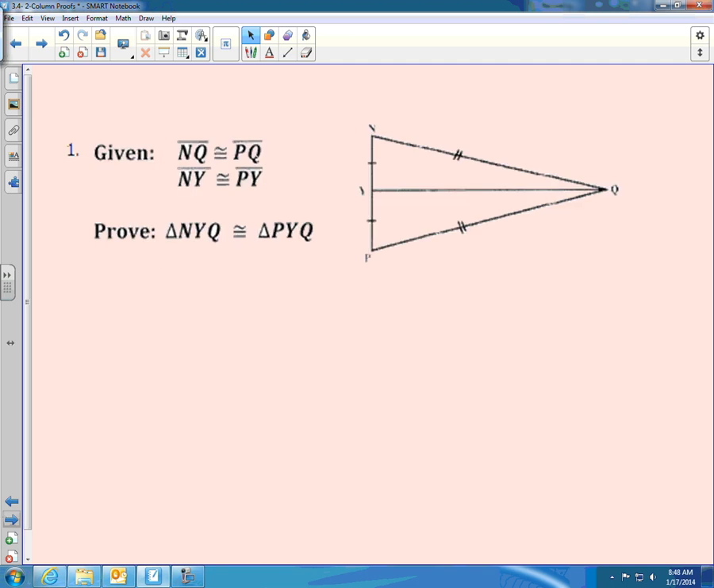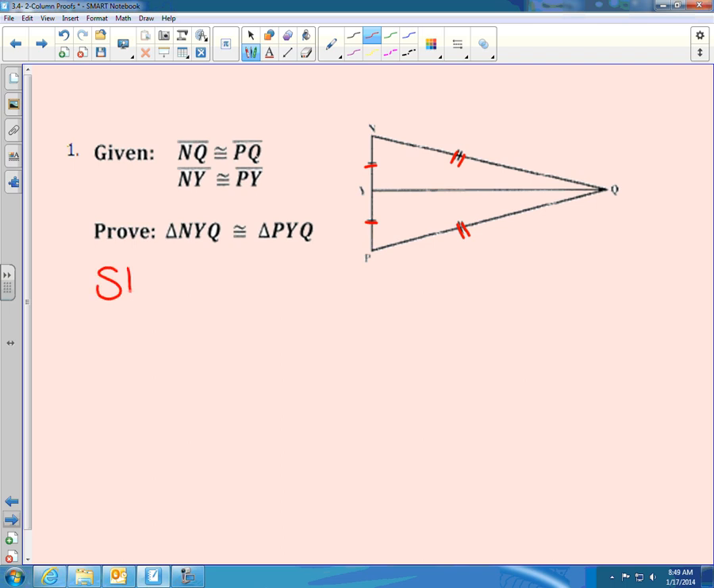So let's go ahead and get into our first proof. Our first proof here says, given that segment NQ is congruent to PQ, and that is marked here, NQ is congruent to PQ, and NY is congruent to PY. We want to prove that the two partial triangles are congruent to each other.